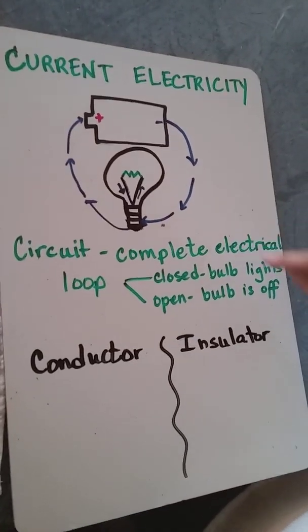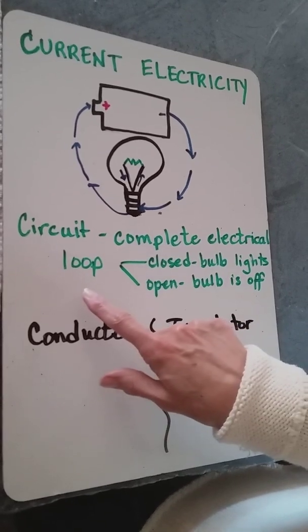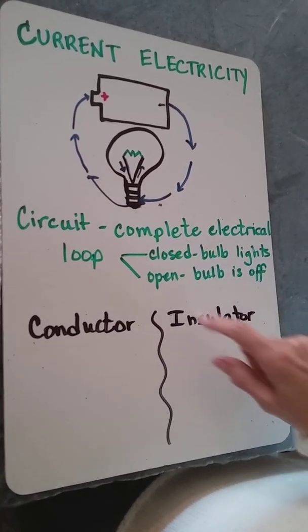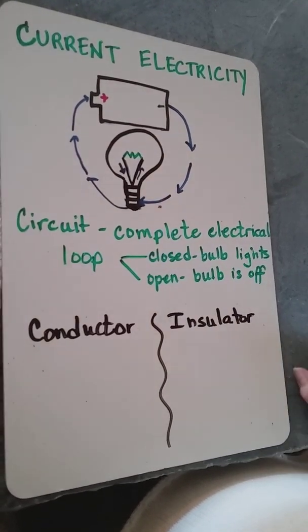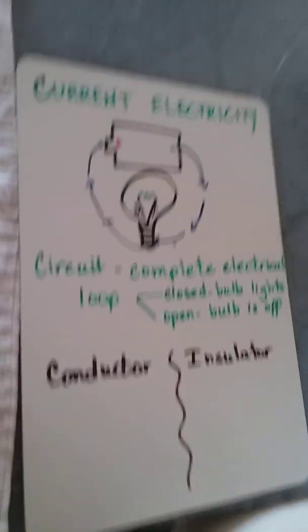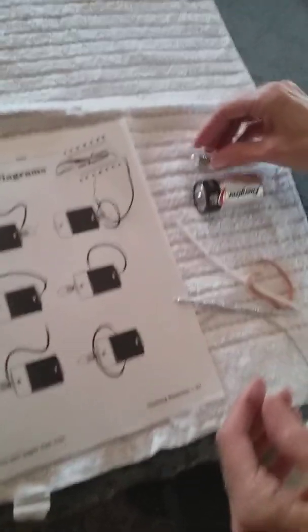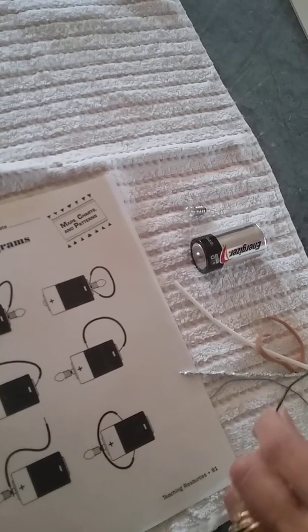That's pretty cool. So we said that a circuit is a complete electrical loop. If the circuit is closed, the light bulb will light. If the circuit is open, it means that the bulb is off. The bulb isn't glowing. So let's test some different items here to see if they help us to create a complete electrical circuit.